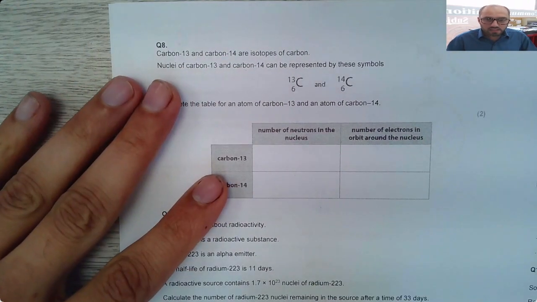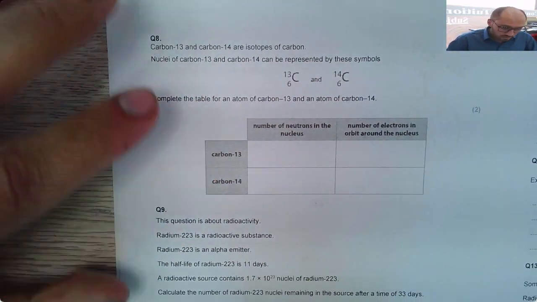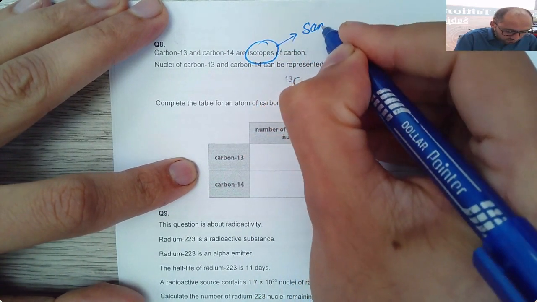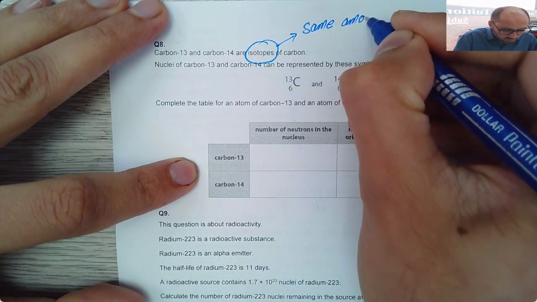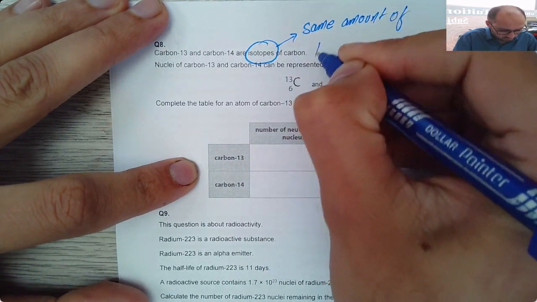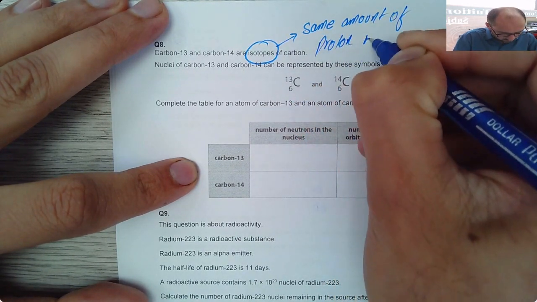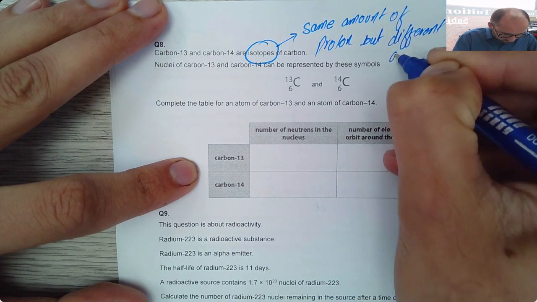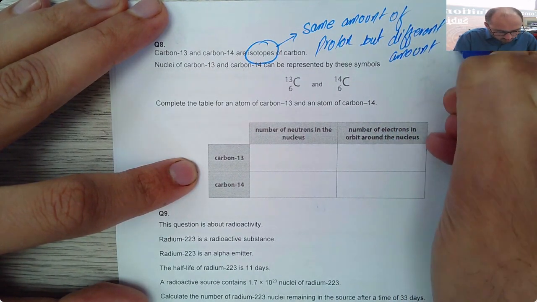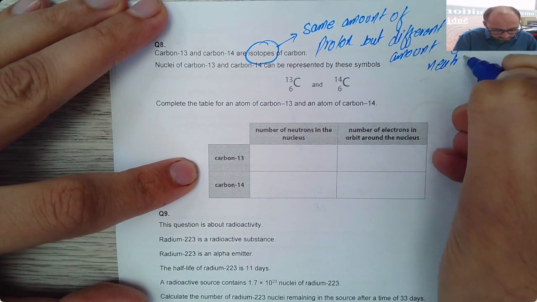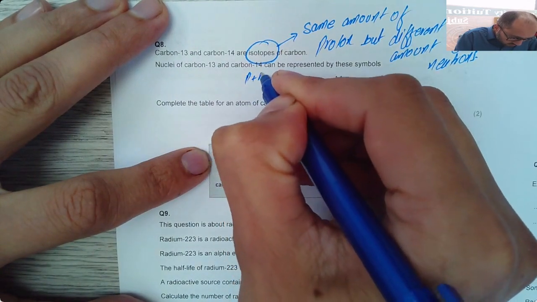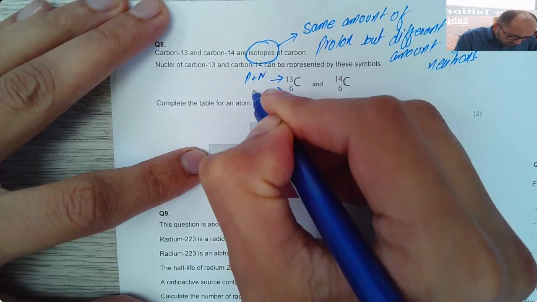Next question. It says carbon 13 and 14 are isotopes of carbon. So the moment I see the word isotopes, I can recall they have the same amount of protons but different amount of neutrons. Remember, this top number is protons plus neutrons, the bottom number is protons.